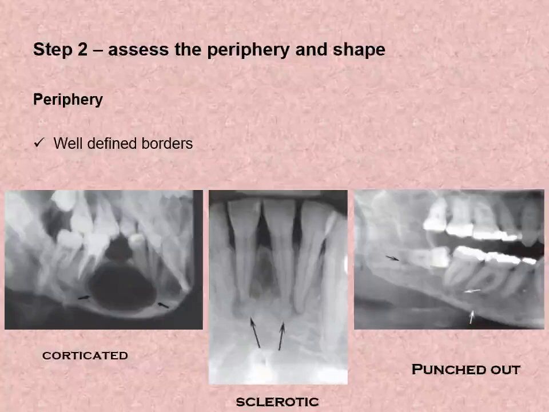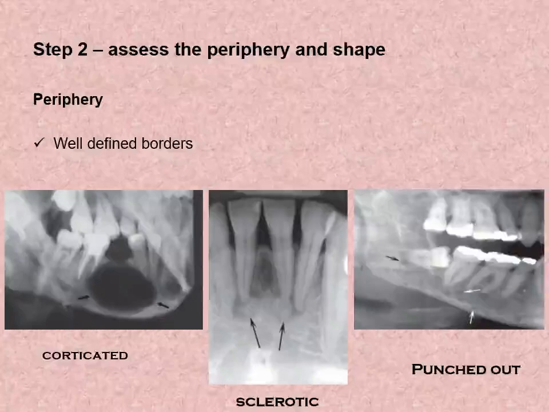The second border is the sclerotic border. As seen in the second image, sclerosis is a wide radio-opaque border of reactive bone, and this is usually not of uniform width, as seen within the black arrows. In some areas it is thin, in some areas it is thick. This is most commonly seen with segmental dysplasias.